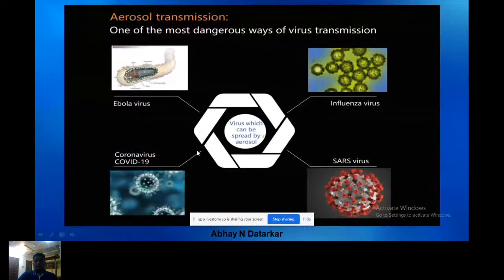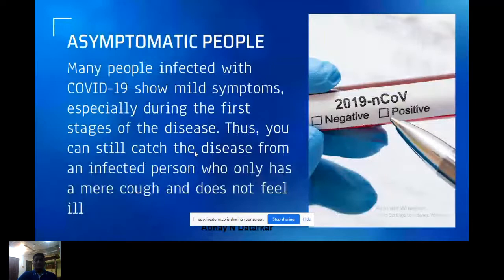And as I told you, the coronavirus has about a 30 kilobase RNA load, and it is also transmissible in the dental operatory through aerosols. Okay. Now there are many people infected with COVID-19 who show mild symptoms, especially during the first stage of the disease. Thus, you can still catch the disease from an infected person who only has a mere cough and does not feel ill.